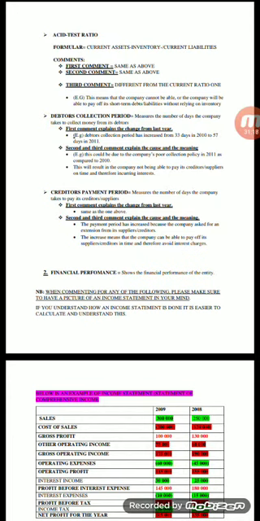First comment, explain the change from last year. These things are easy, guys, as you can see now. The first comment, explain the change from last year. Second and third comment, explain what? The cause and the meaning. Same as that one. The payment period has increased because the company asked for an extension from its suppliers. Remember, creditors payment period is the number of days that you take to pay your suppliers.